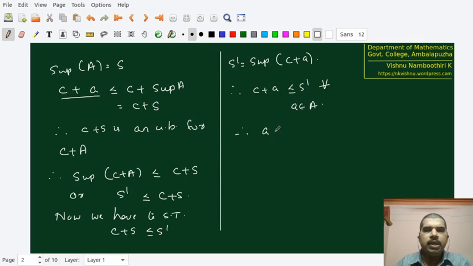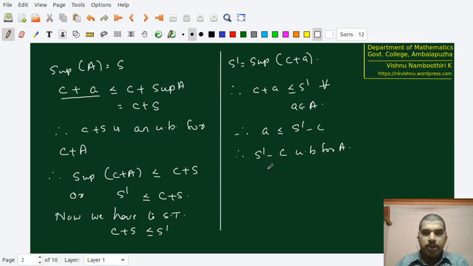Therefore, a is going to be less than or equal to S prime minus C, obviously. Remember that C is a fixed number, S prime is also a fixed number, but a is any number in A. Therefore, S prime minus C is going to be an upper bound for A. But what is the relation between upper bound and supremum?